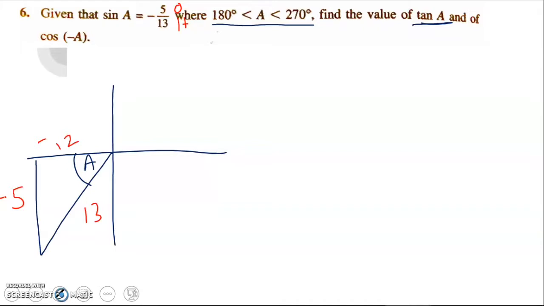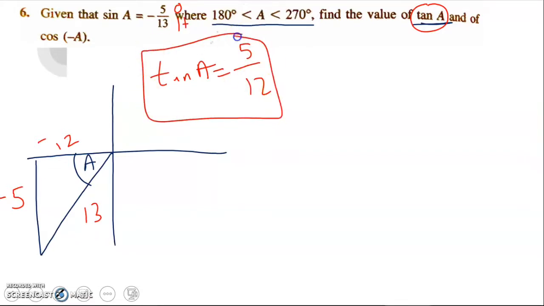And so we already know what sine is. It's asking us tan. So for tan, that's opposite over adjacent, which means 5 over 12. Or negative 5 over negative 12, which is just 5 over 12. So that's your first answer.